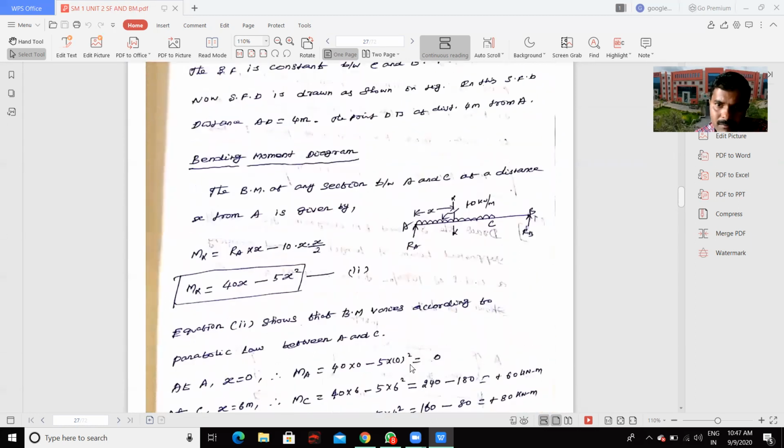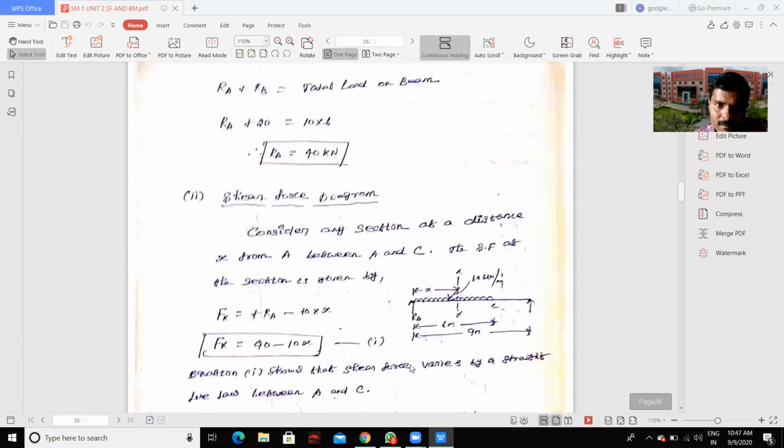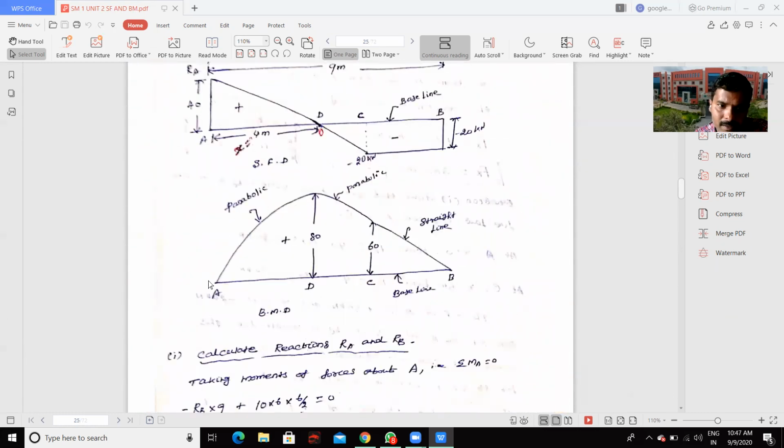Now we can see the bending moment diagram. So here at point A it is 0, then it follows a parabolic law. At point D, the maximum value is 80 kilonewton meter. Then at point C it reduces parabolically to 60 kilonewton meter. Then after that the value is linear, increasing in a straight line from 0 to this point. Here there is no x square equation, therefore it is a straight line, 0 to 60. Clear?